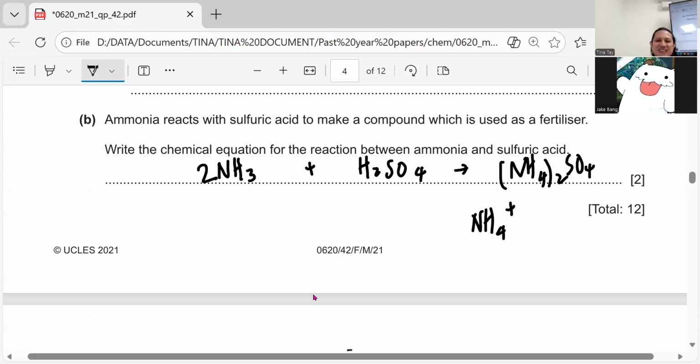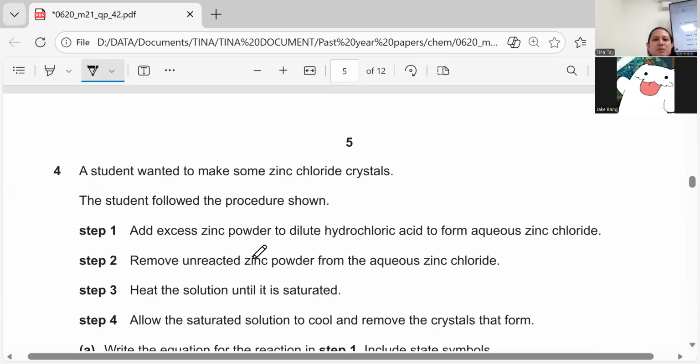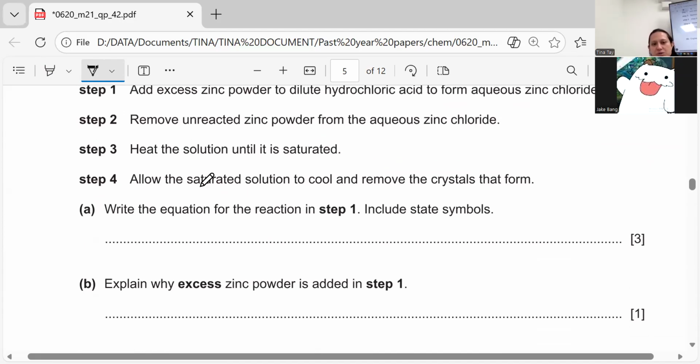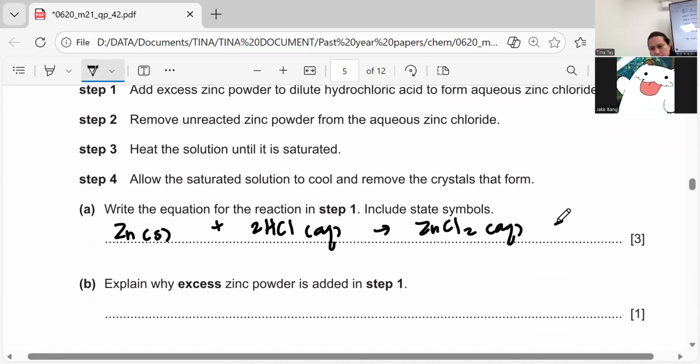Okay. All right. A student wanted to make some zinc chloride crystals. The student followed the procedure: excess zinc powder, dilute hydrochloric acid, remove unreacted zinc, heat the solution, allow to cool. Write the equation for step 1. Include the state symbols. So zinc powder plus hydrochloric acid. Why do you add excess zinc? To ensure all the acid is neutralized or reacted.